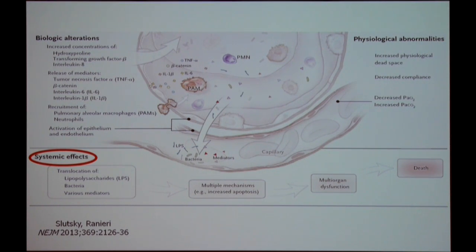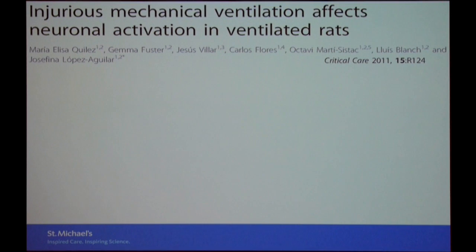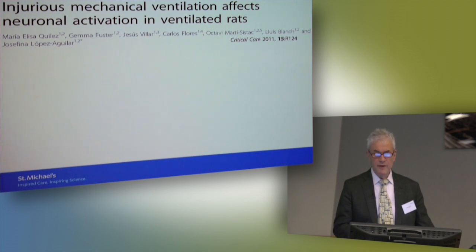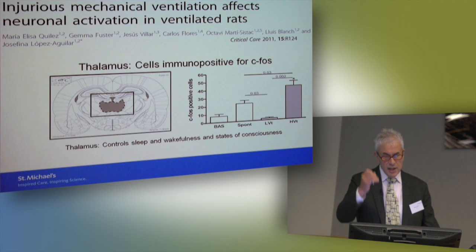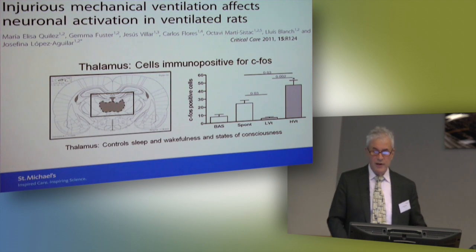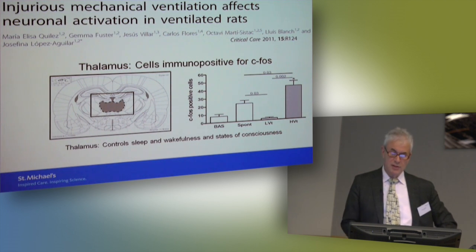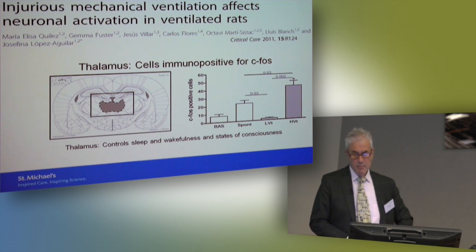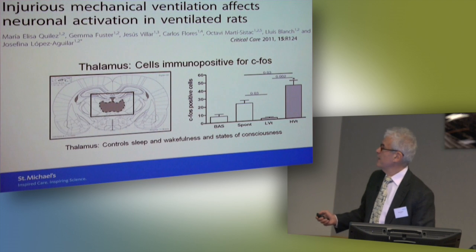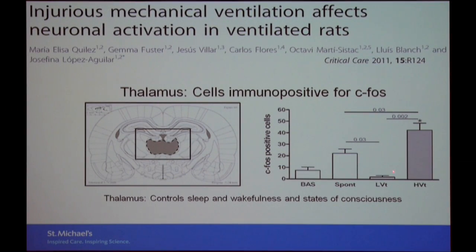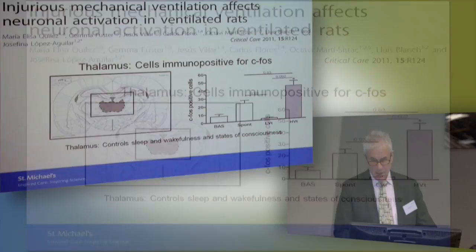Nonetheless, the organs that have been studied in the past have largely been the kidney and the liver, but there's also data over the last couple of years suggesting that what happens with mechanical ventilation may also affect the brain. This was a rat study in which these investigators used injurious ventilatory strategies and then stained the brain for various mediators. In this particular one, it was C-FOS. As you can see, spontaneous breathing, low tidal volume versus high tidal volume, there was an increase in C-FOS positive cells. And this was found in a number of regions in the brain.